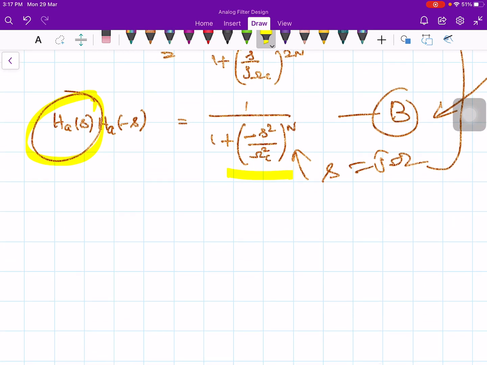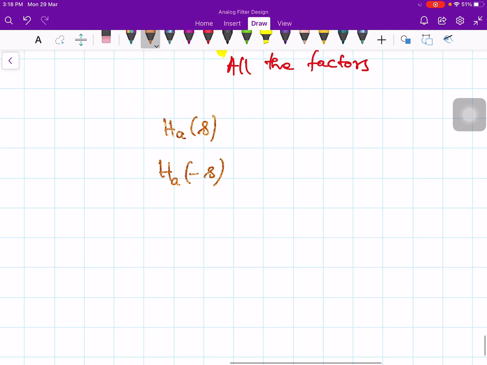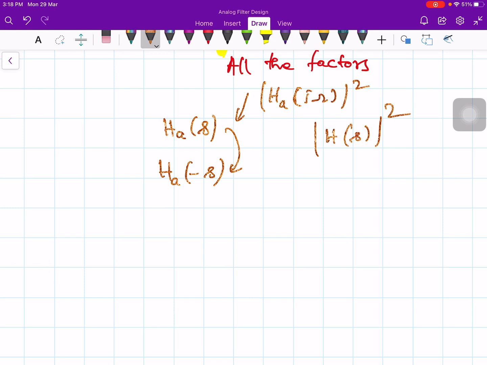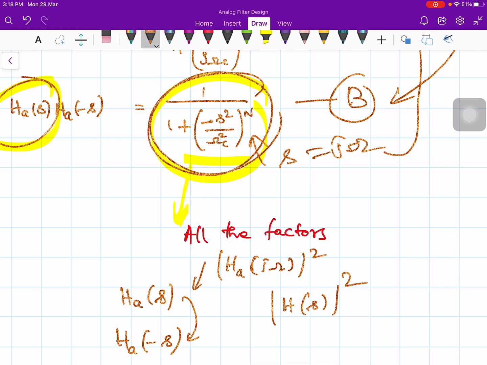Therefore, here HA of s satisfies the conditions of analyticity, and what we require now is to find all the factors of this guy. There are two demanding transfer functions: one is HA of s and another one is HA of minus s. If you multiply HA of s and HA of minus s, then it becomes H magnitude squared, which we got through analyticity from HA of j omega magnitude squared. Therefore, we must find all the factors of this and assign them.